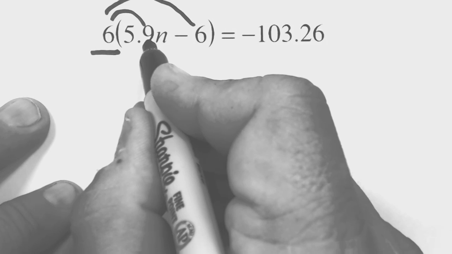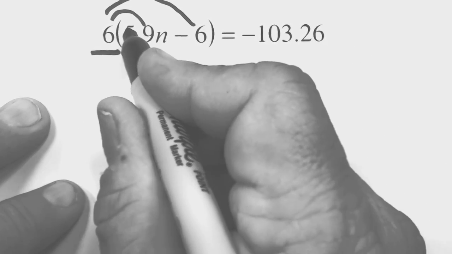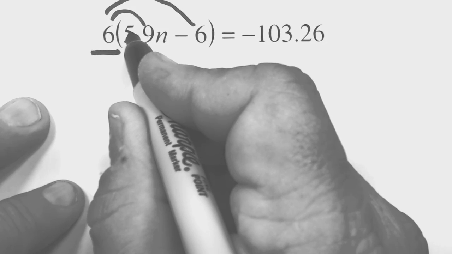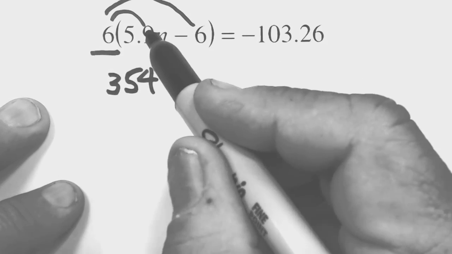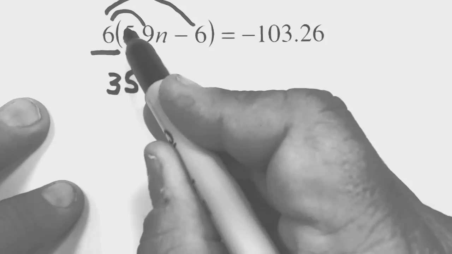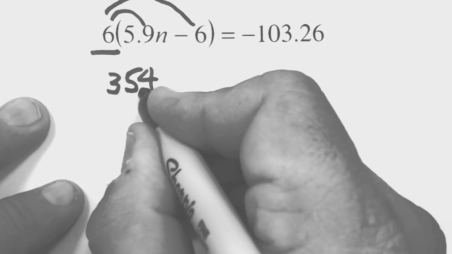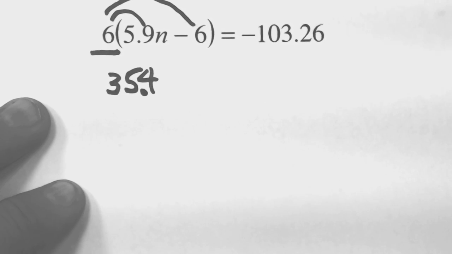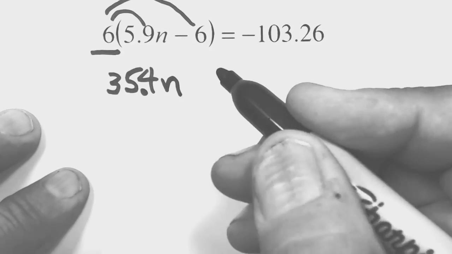Plus 6 times 5.9. Well, 6 times 9 is 54, carry the 5. 6 times 5 is 30, and the 5 makes 35. So let's double check this. 6 times 9 is 54, carry the 5. 6 times 5 is 30, plus the 5. That looks good, and of course there's one decimal place, so that means I need to have one decimal place in my answer. Okay, now, of course, don't forget the n.